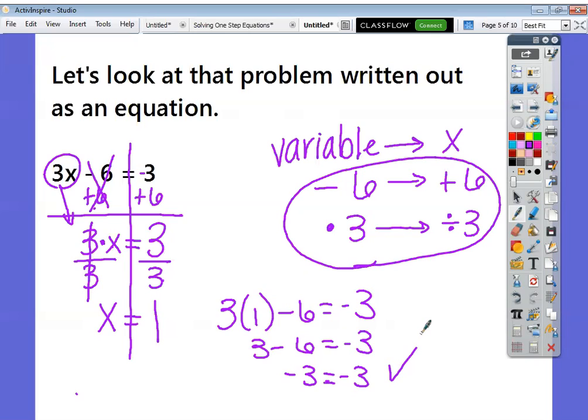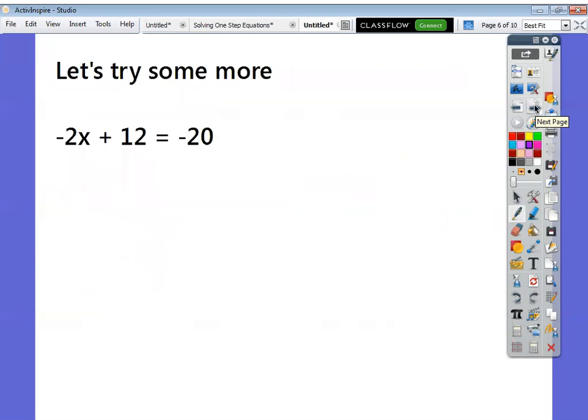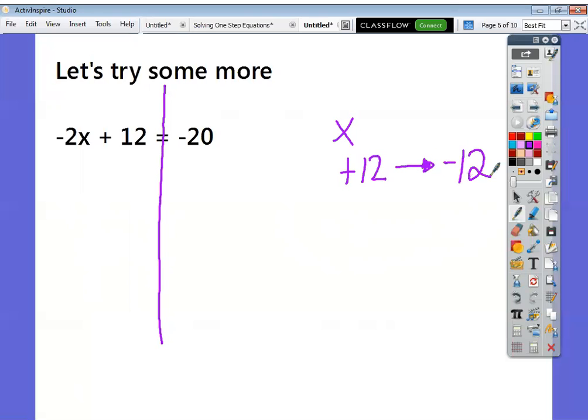All right. Okay, moving forward. Let's do another example. Okay? So first of all, there's my equal sign, so put in your Great Wall of China. All right, your variable is x. I see I am adding 12 to x, so that must mean I am going to have to subtract 12. I see I'm multiplying x by negative 2. That means I'm going to have to divide by negative 2.